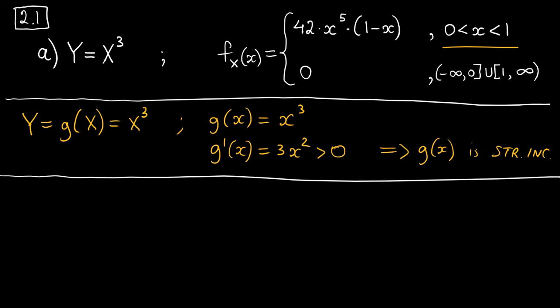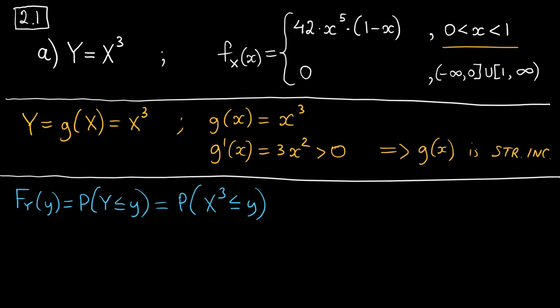Now that we know that g of x is strictly increasing, we can find the CDF of y. So what is the CDF of y? It's the probability that capital Y is less than or equal to lowercase y. By definition, then we replace capital Y with x cubed. Okay. Now, x cubed and lowercase y are both values in the range of the random variable y, and we want to transport them back to the range of random variable x. And we will do so by means of the inverse function.